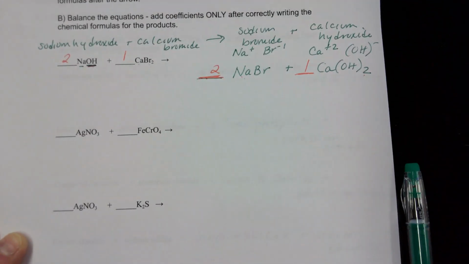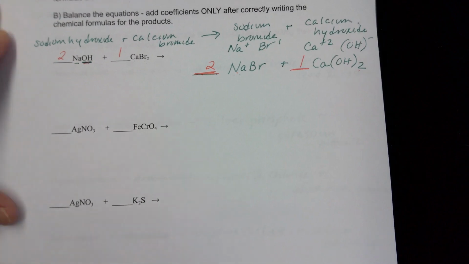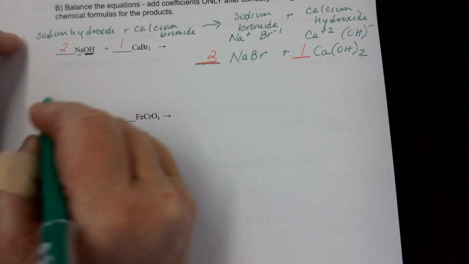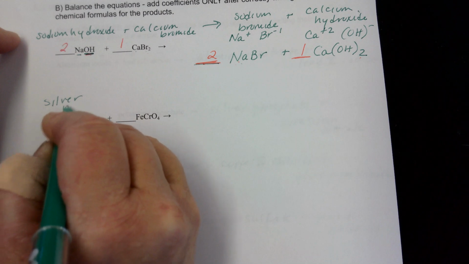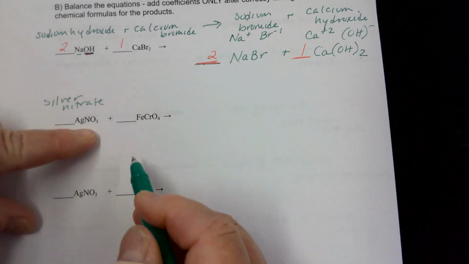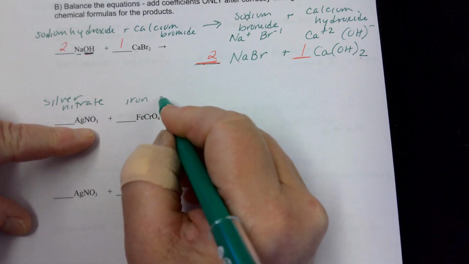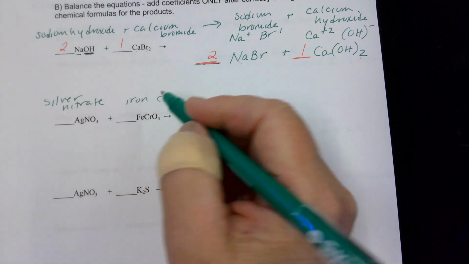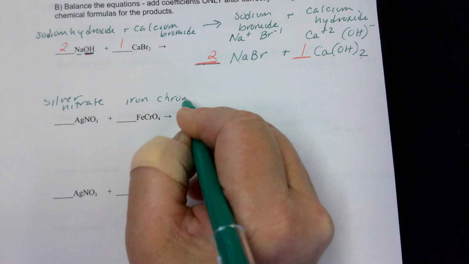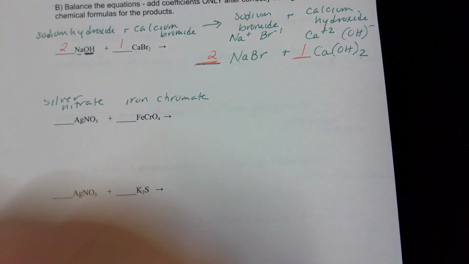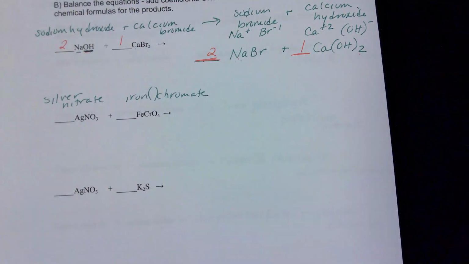All right, let's take a look at our next reaction. We have silver nitrate, and we have iron chromate. And what we're going to do here is, because iron is one of those elements that needs to have a Roman numeral, we have to figure out which one it's going to be.